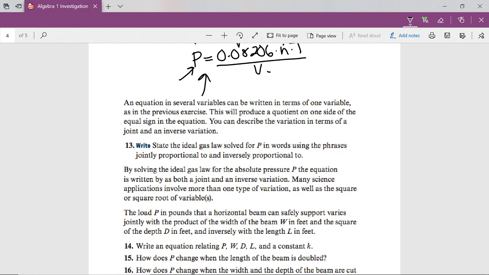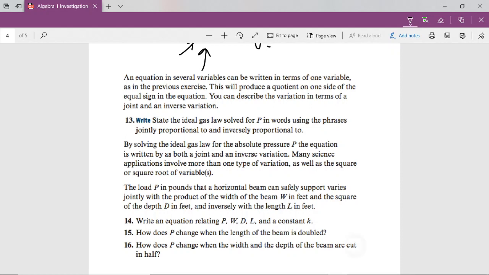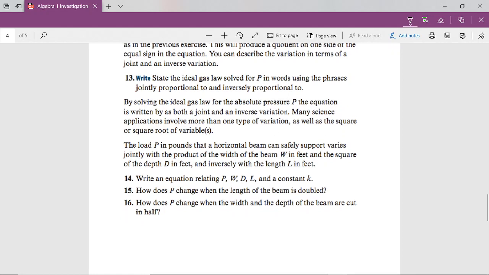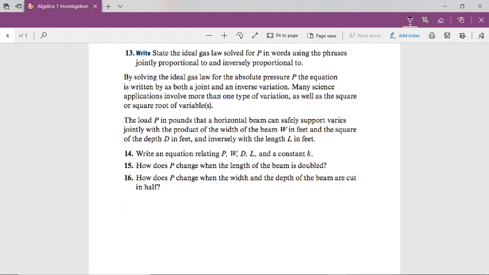Okay, so by solving the ideal gas law for absolute pressure P, the equation is written as both joint and inverse variation. Many science applications involve more than one type of variation, as well as the square or square root of variables. So the load P in pounds that a horizontal beam can safely support varies jointly with the product of the width of the beam, W, in feet, and the square of the depth in feet, and inversely with the length L in feet. So number 14 says, with all that information, write an equation relating P, W, D, L, and our constant K.